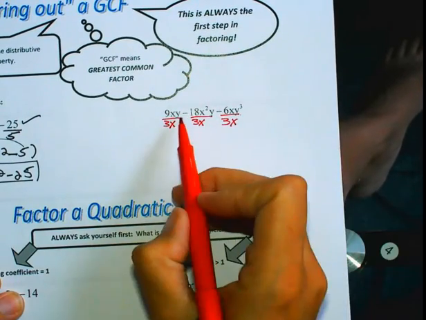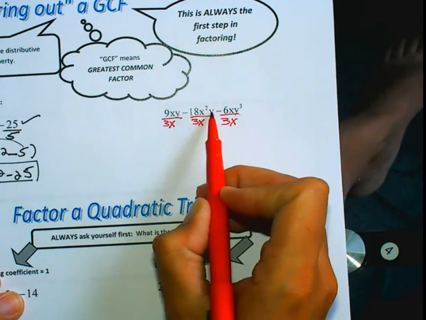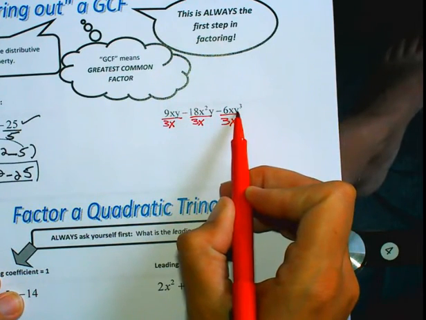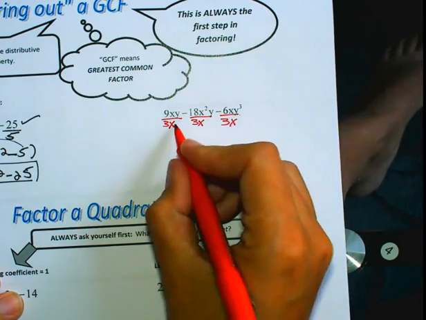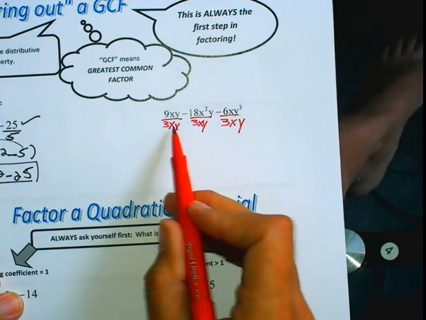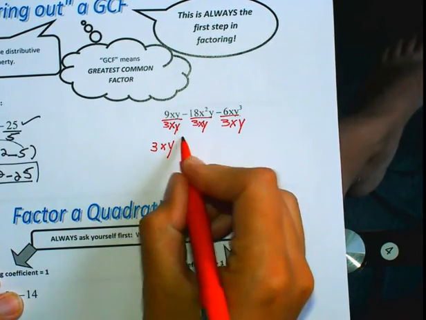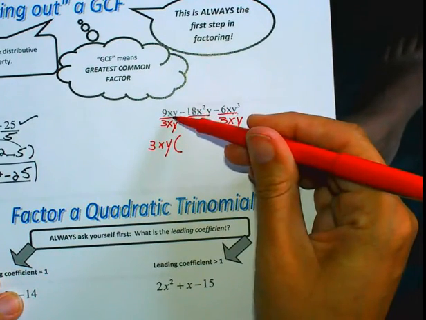Okay, and then we're going to look at the y. There's 1 here, and 3 here. So again, I can only take out 1y. So the greatest common factor is 3xy. Again, we're going to write that on the outside of the parentheses. And then we're going to divide to find out what we have left.